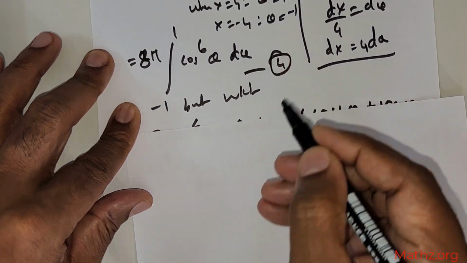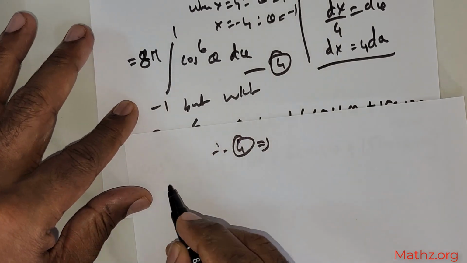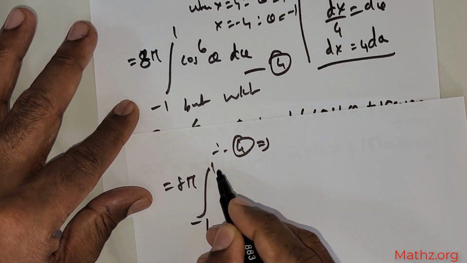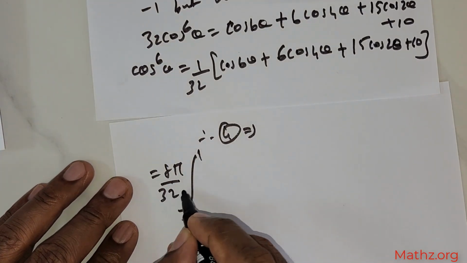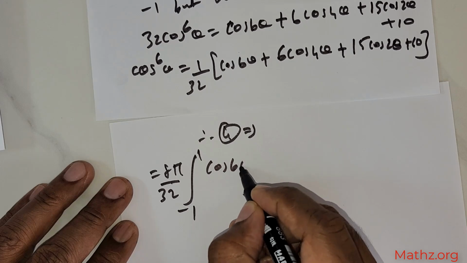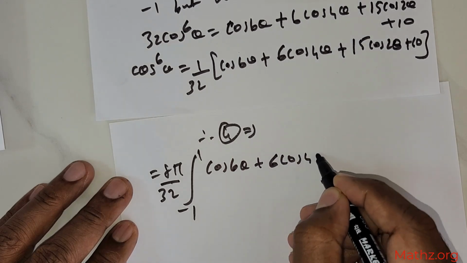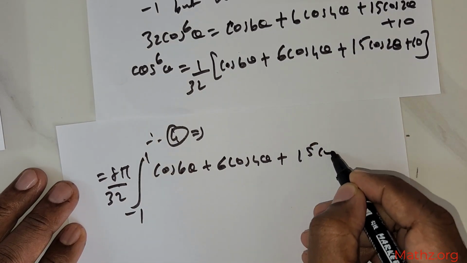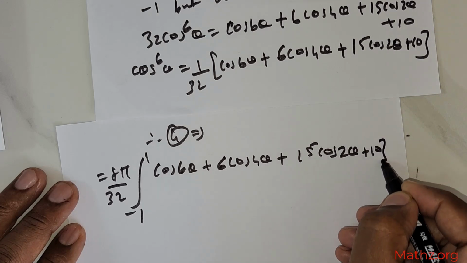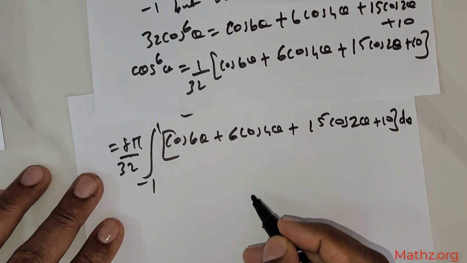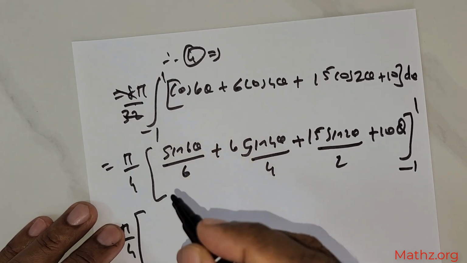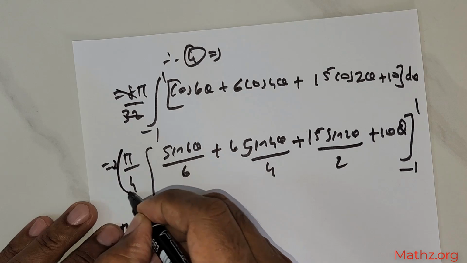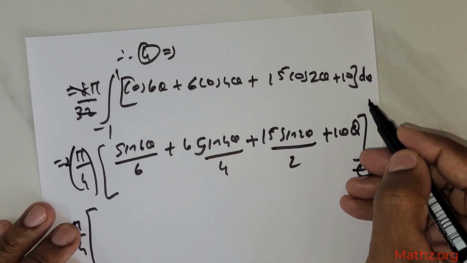Therefore, if I were to take this as 4, then 4 can be rewritten as 8 pi from -1 to 1. In place of this I will be substituting this. So 32 goes over here. So this is cos 6 theta, positive 6 times cos 4 theta, 15 times cos 2 theta, positive 10, times d theta. Instead of taking it as -1 to 1, I will just take it as 2 times from 0 to 1.